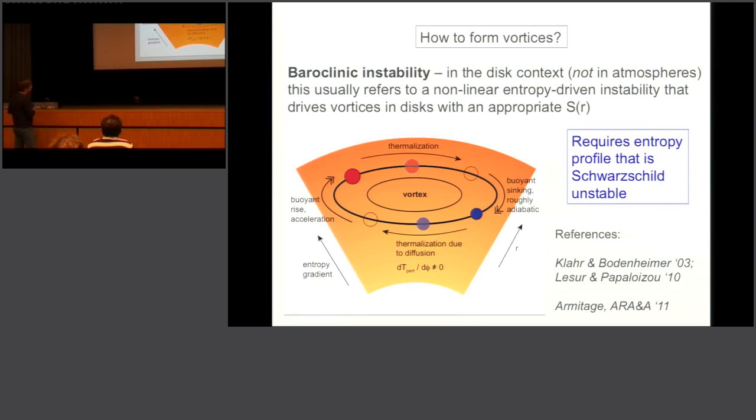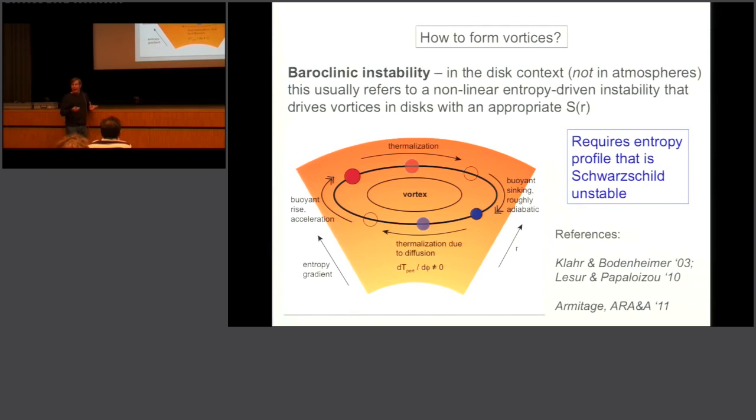Okay, so in this context, in the disk context, as I say, not in the context of atmospheres, what this refers to is a nonlinear instability that is driven by a particular radial entropy profile in the disk. And in the astrophysical context, it's a two-dimensional instability. So it would be present even in a disk model as a thin sheet in the radial and azimuthal directions with no significant structure in height. Okay? And what this instability does is it drives the production of vortices in disks that have an appropriate radial entropy profile.